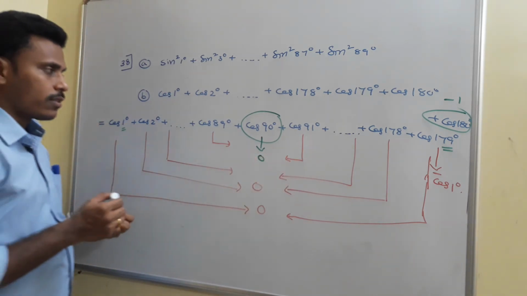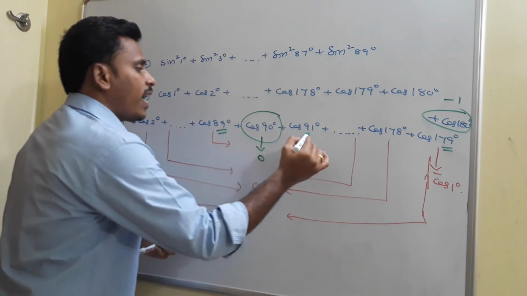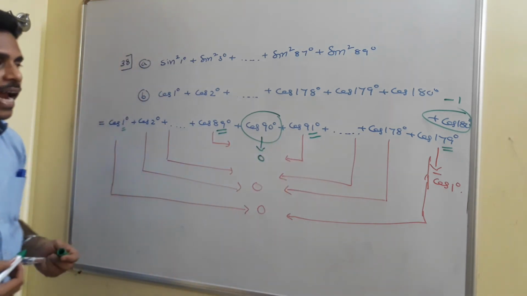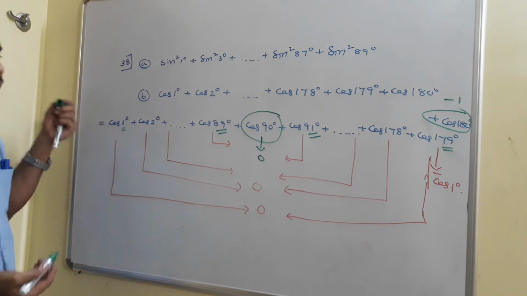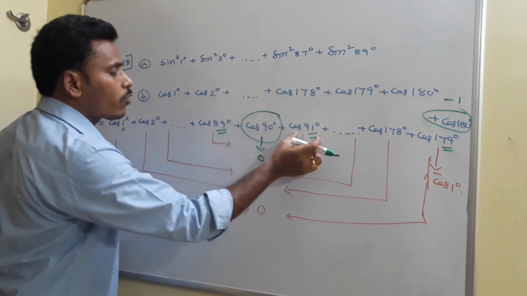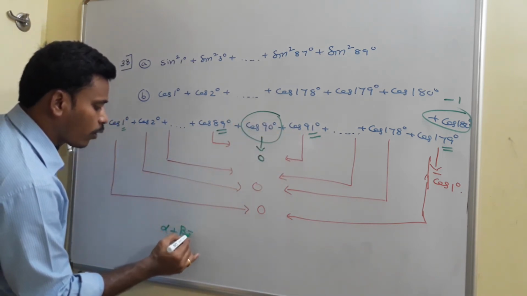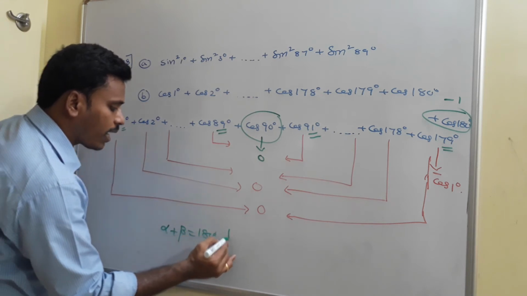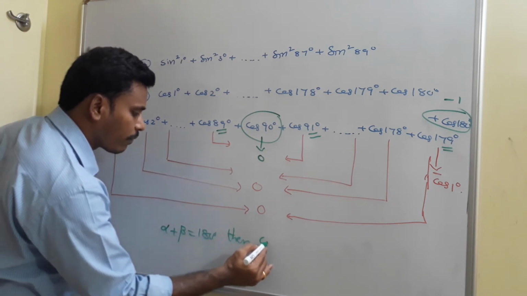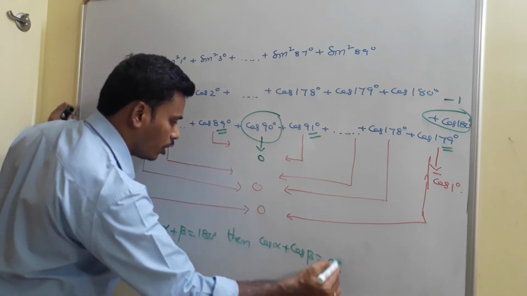Look at the angles once. What is the angle here? 89 degrees. What is the angle here? 91 degrees. Add those two, what will happen? 180 degrees, right? Since the sum of the angles is 180, the sum of the cosines is 0. Again I am writing here for your sake: if alpha plus beta is equal to 180 degrees, then cos alpha plus cos beta is equal to 0.